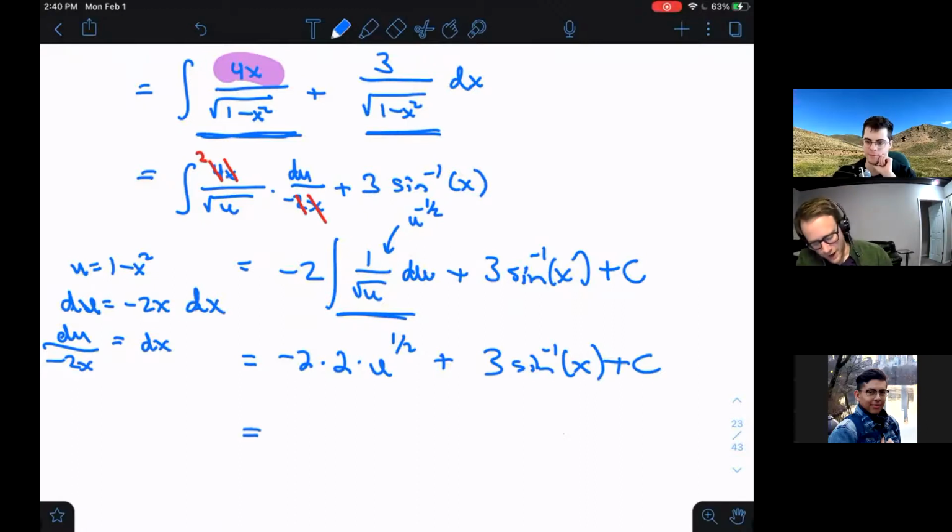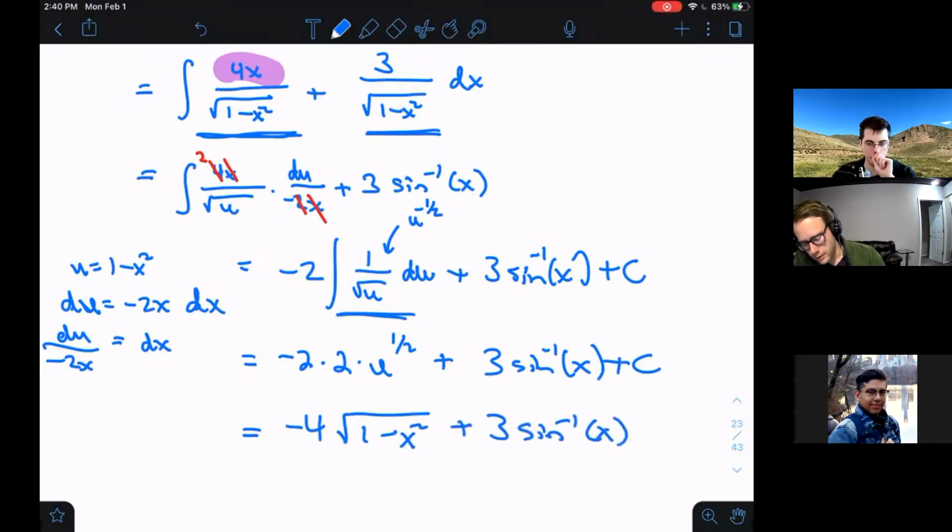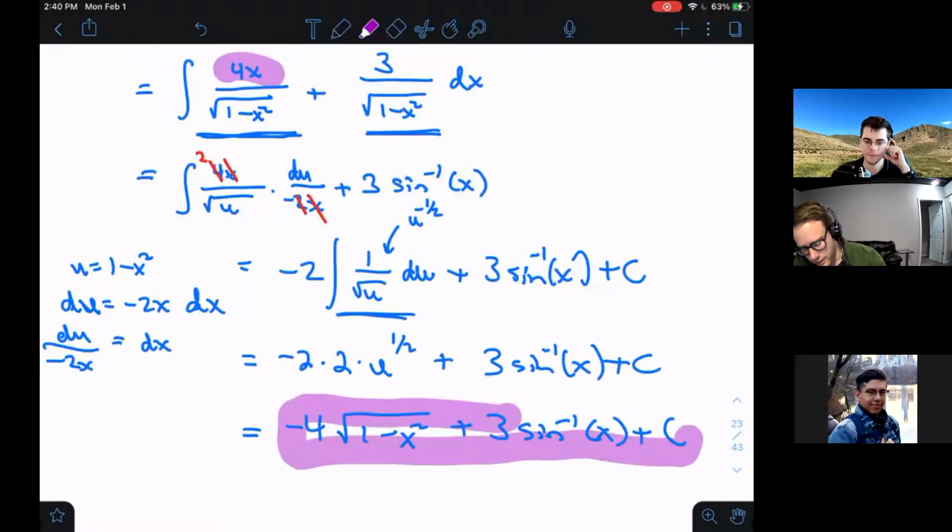All right, so final result, negative 4. Instead of u, we're going to put 1 minus x squared. Of course, that 1/2 power means the square root. And here is the final result, I think. Unless I've made another small error.